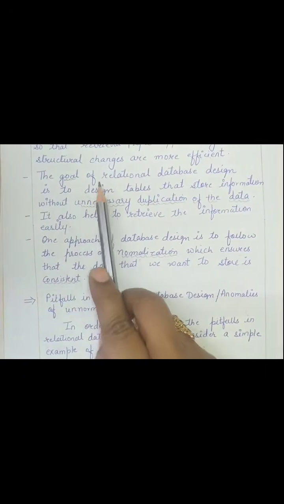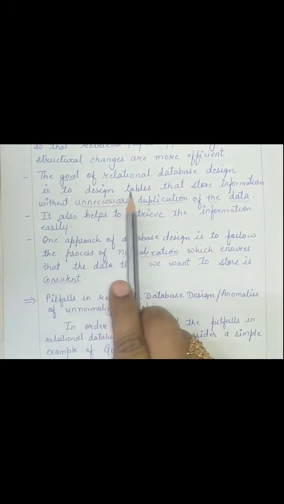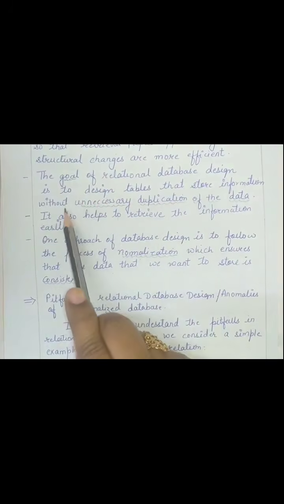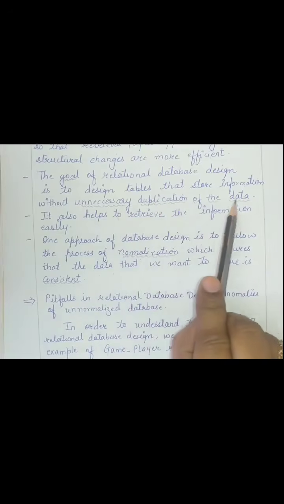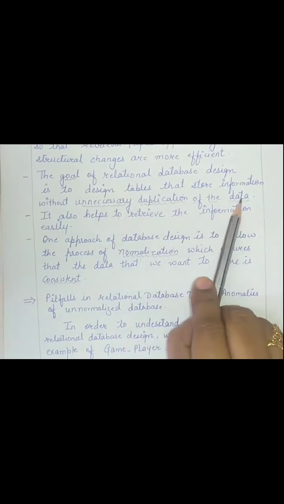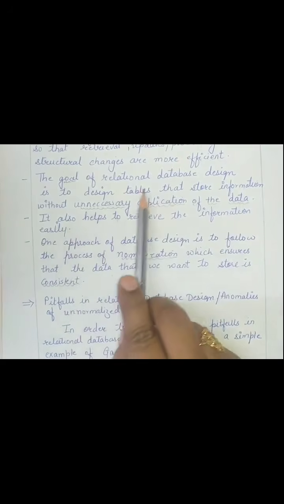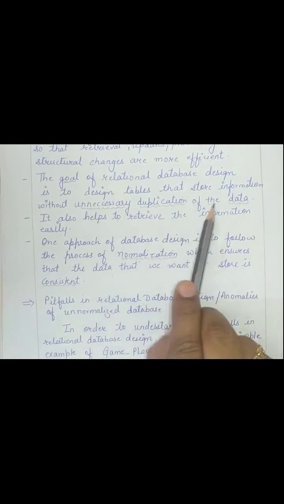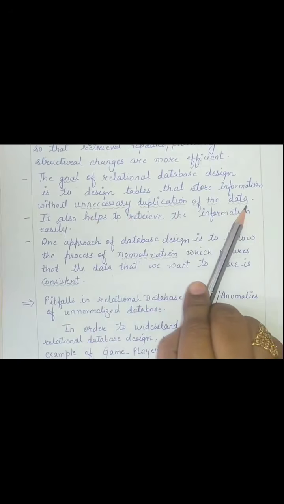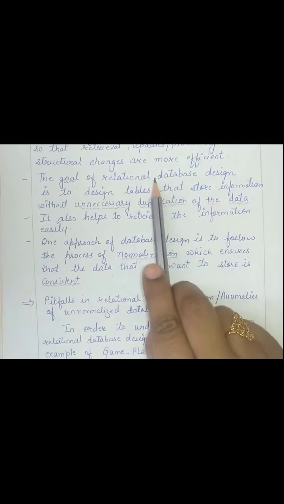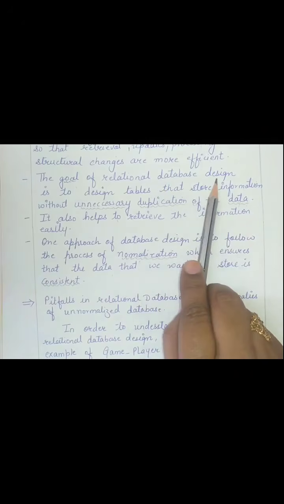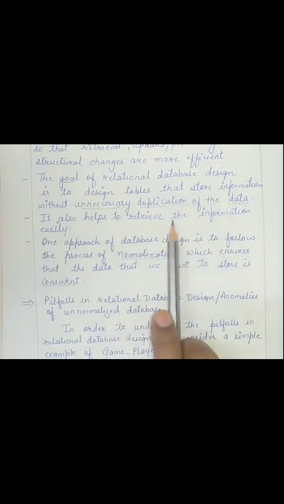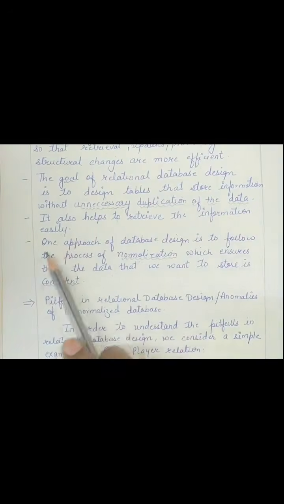The goal of relational database design is to design tables that store information without unnecessary duplication of the data. Okay. The main goal of the relational database design is what? It is used to store the information without unnecessary duplication of the data. Okay. We don't want any duplicate data in our table. Okay. This is the goal of the relational database design. And it also helps to retrieve the information easily.